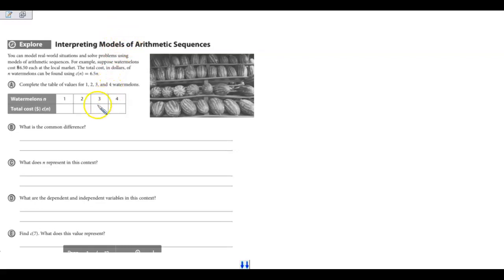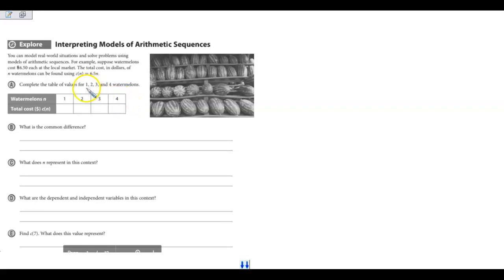Okay? So interpreting models of arithmetic sequences says you can model real-world situations and solve problems using models of arithmetic sequences. For example, suppose watermelons cost $6.50 each at a local market. The total cost in dollars of n watermelons can be found using the function C(n) = 6.5n. Complete the following values for 1, 2, 3, and 4 watermelons. And so here they already have the table filled out for 1, 2, 3, and 4.